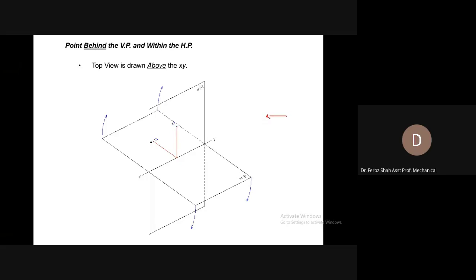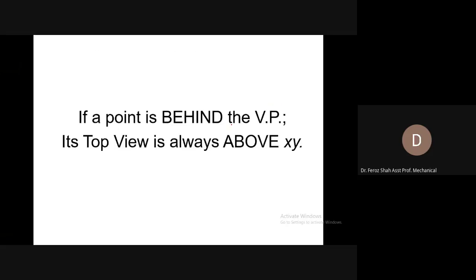So you have seen that as far as the point is behind the vertical plane, no matter if it is above the horizontal plane, within the horizontal plane, or below the horizontal plane, its top view will be found above the XY reference line. So if a point is behind the vertical plane, its top view is always above the XY reference line.